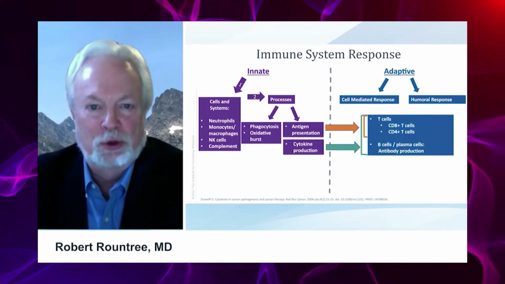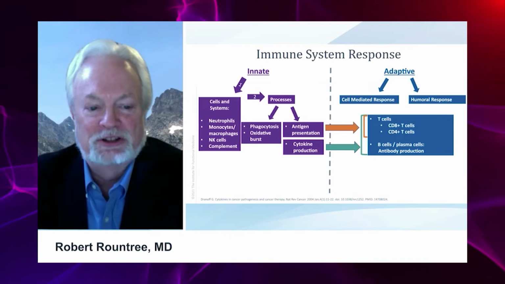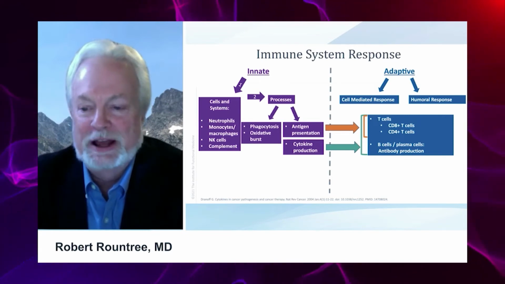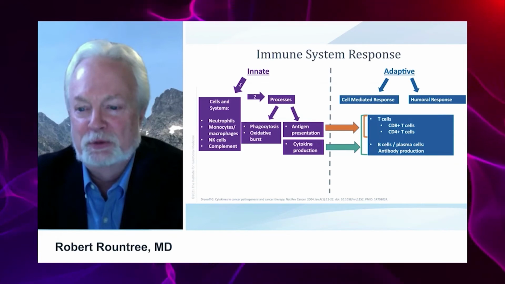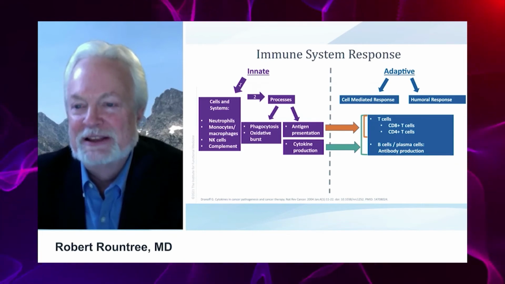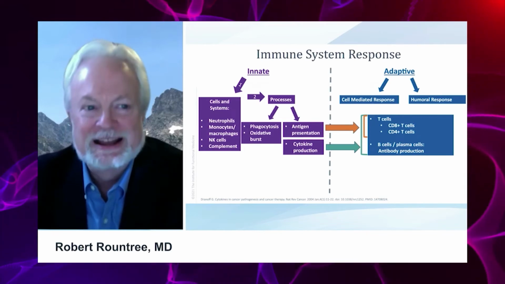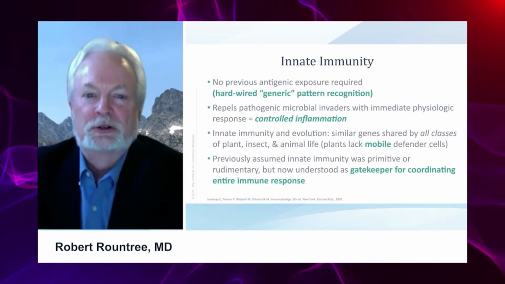So we start with the innate immune response, and the innate immune response then segues into the adaptive immune response. You can't really have the adaptive immune response without the innate immune response kicking in first.